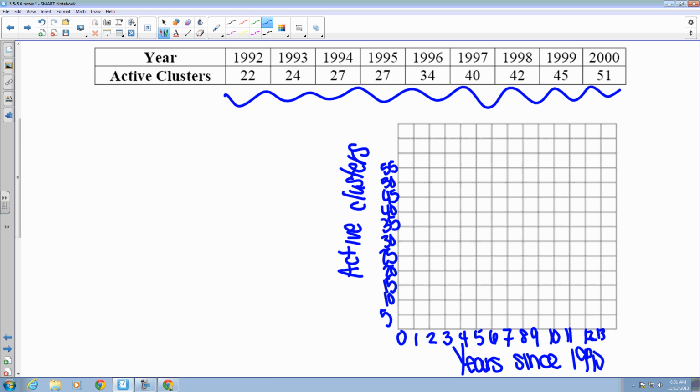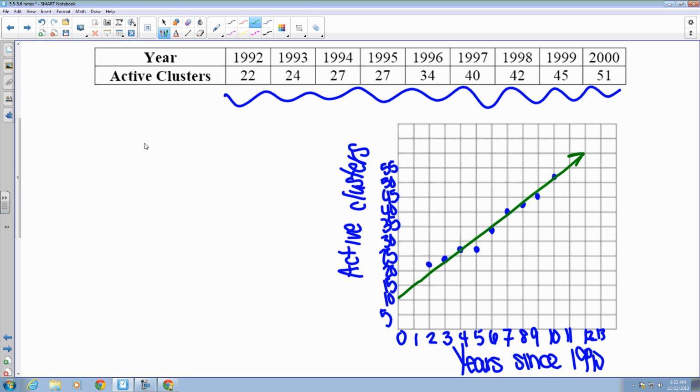Okay, probably stop there. Now we need to graph all these points. So at 1992, we have 22 clusters. 93, there are 24. 94, there's 27. 27 again. 34. 40. 42. 45, and 51. Okay, so the next thing I need to do is draw a line through these points. Okay, I think that's a pretty good line.